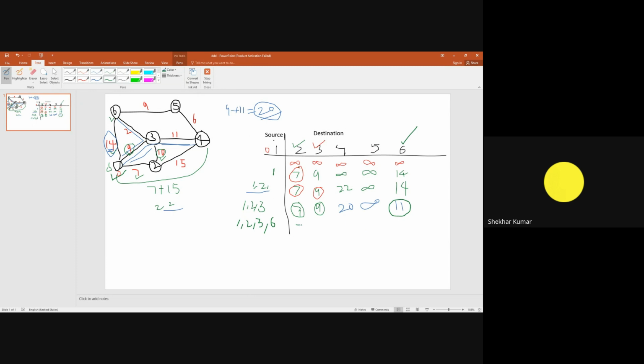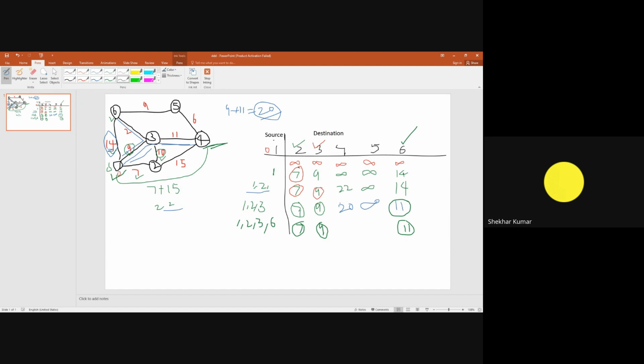Node 2, that is also covered. 9, that is also covered. 11, that is also traversed. Now we have one node, that is 4. Now I will also check, is there any shortest path from A to 4? From 1 to 4, is there any other shortest path?